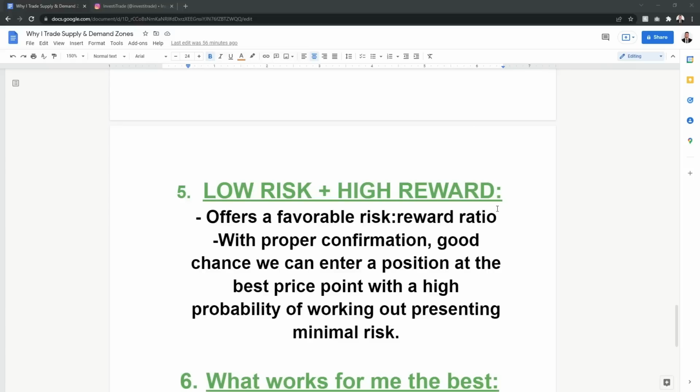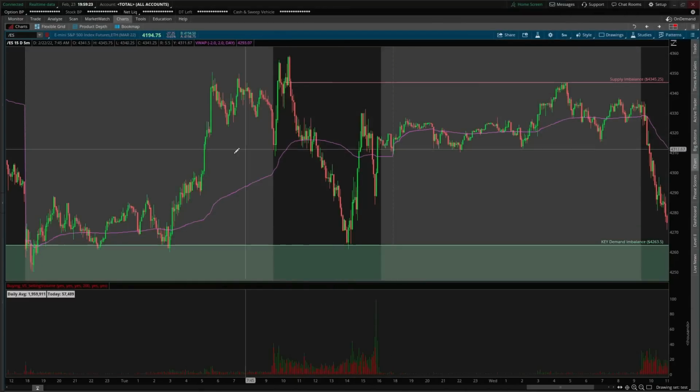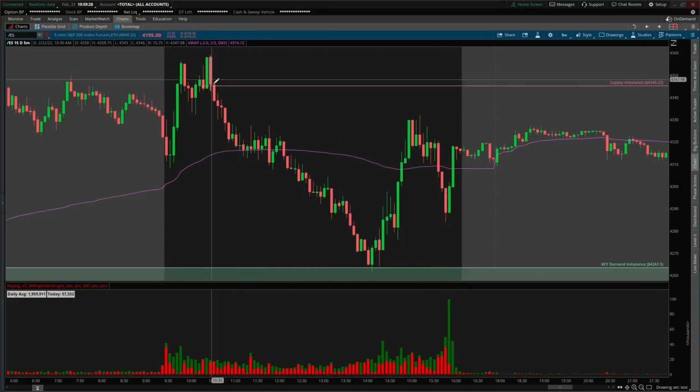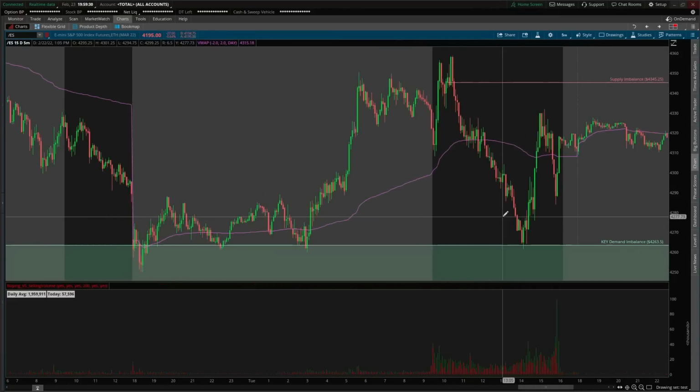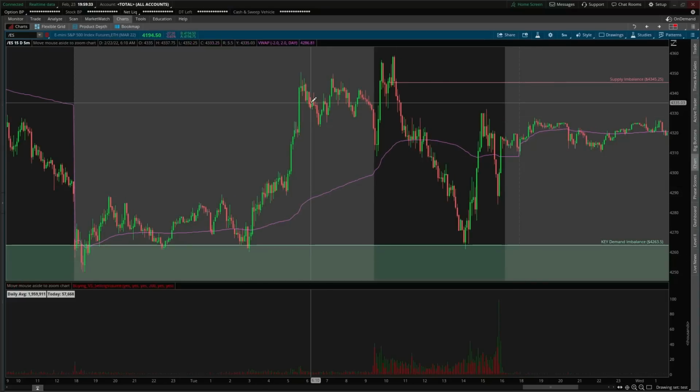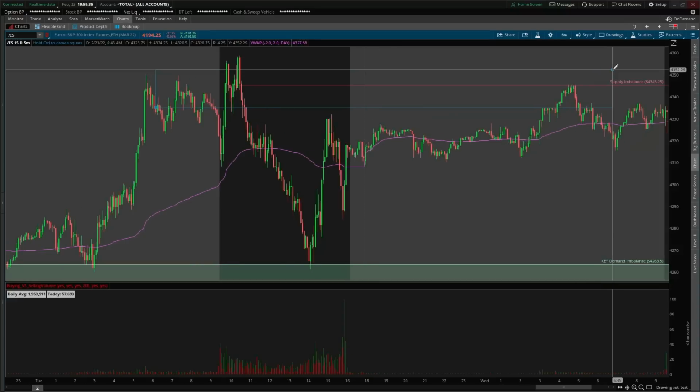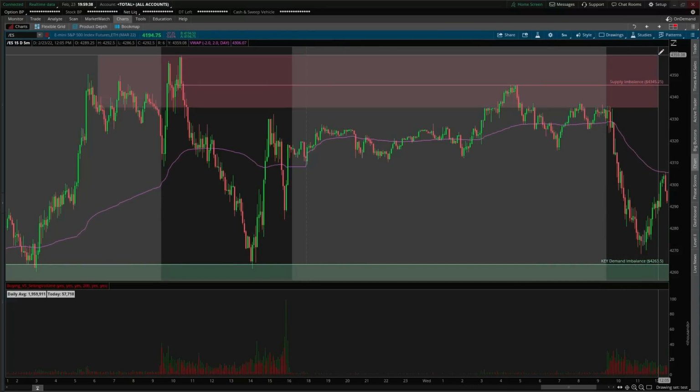With proper confirmation, we could get this tight risk, and it's a good chance that we could enter a position at least near the best price point with a high probability of working out, and that gives us minimal risk. You really can't beat the risk to reward ratio if you time it right and leave your emotions off the table. So this is the example from the previous day, from that seller when the market sold off. Like I said, we created supply near the highs, and we also, from this sell-off, created supply to the downside that looks like this. Fast forward to the next day, we could extend it to the highs.